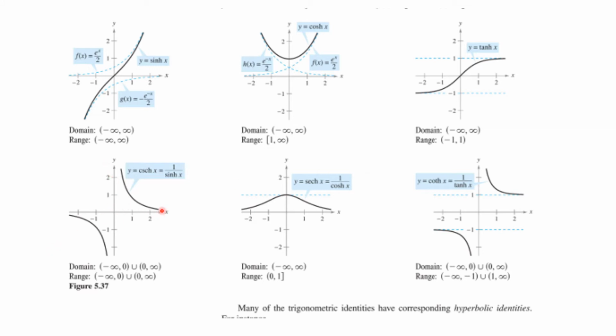Here's the graph of the cosecant. You do see that there are asymptotes that happen here at 0. This is the domain, and this is the range, and the domain and range are the same. That's a hyperbolic cosecant. This is a hyperbolic secant.